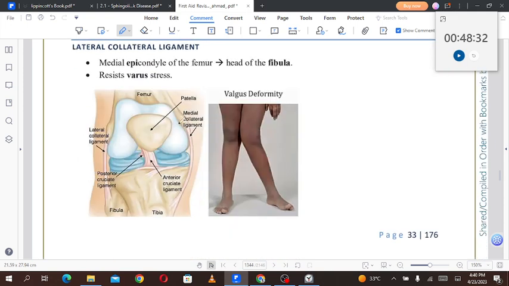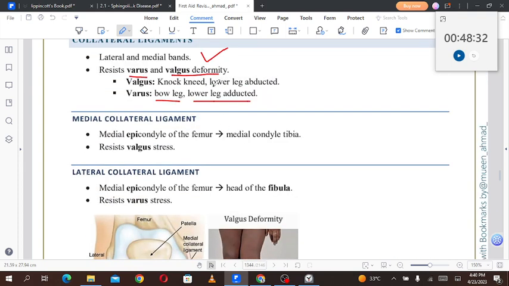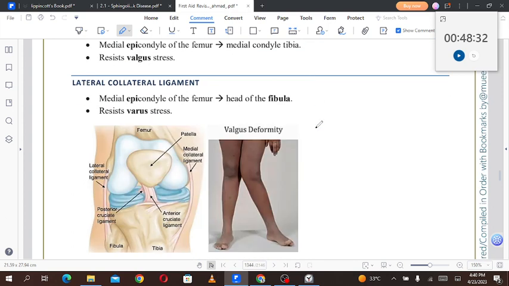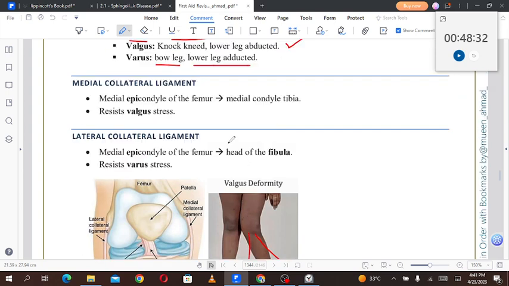So here you can see this is valgus, by the way. Varus means that the lower leg is adducted, it is moved inside. Valgus is knock-knee, where the lower leg is abducted. Here you can see the lower leg is abducted or moved outwards. If the lower leg had moved inside, that would be called varus movement.